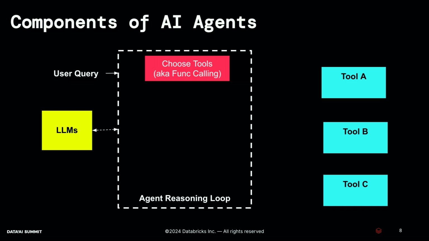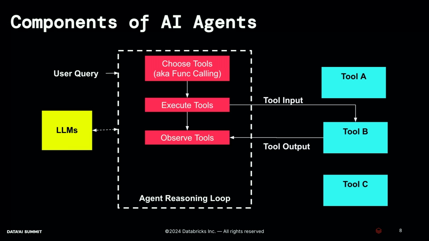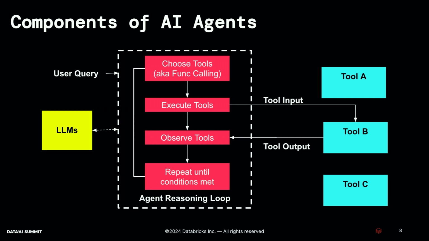Now, tools themselves are functions or apps that perform a certain operation. Retrieving data from vector search is a tool. Running a SQL query is a tool. Performing some action, maybe creating a support ticket, is a tool. Right, so then coming back to our reasoning loop, the agent will then execute the specified tool to perform the necessary action. Once the task is complete, the agent will observe the output and will feed that information back to the reasoning loop. And this process of taking action and observing the output of the action continues until the language model determines that the task is complete.